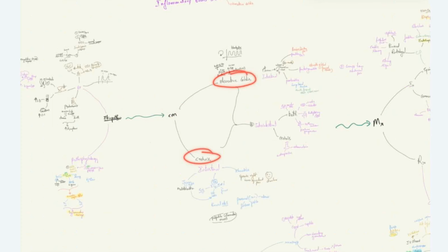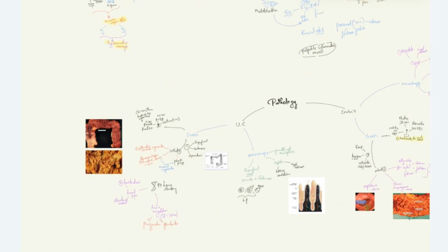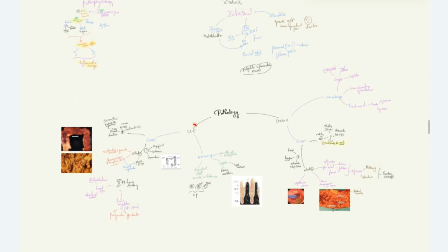Before proceeding to discuss clinical manifestations, let me touch upon the pathology, which is very important for understanding the clinical manifestations and investigations of ulcerative colitis and Crohn's disease. First, let's see ulcerative colitis pathology.